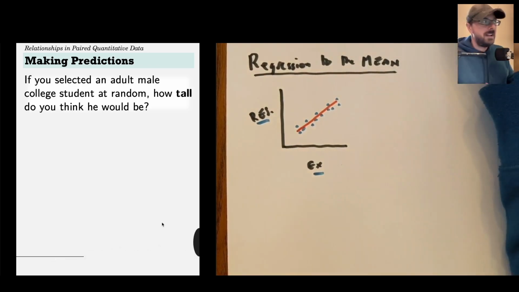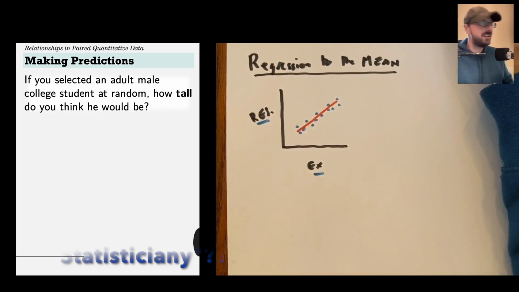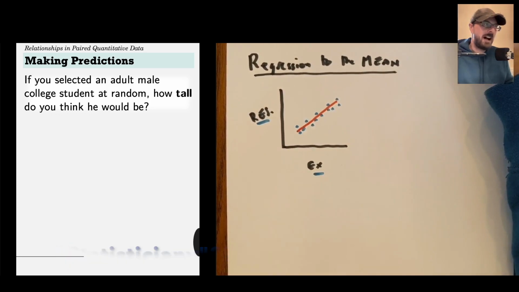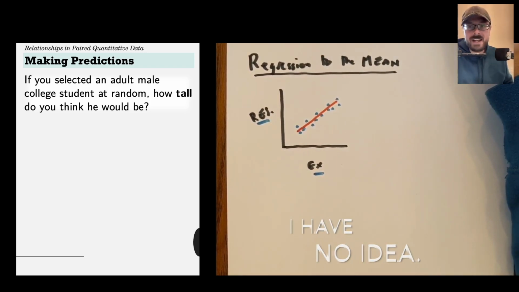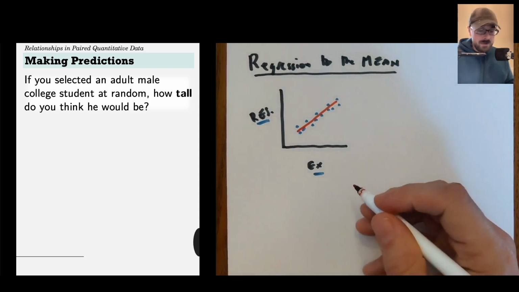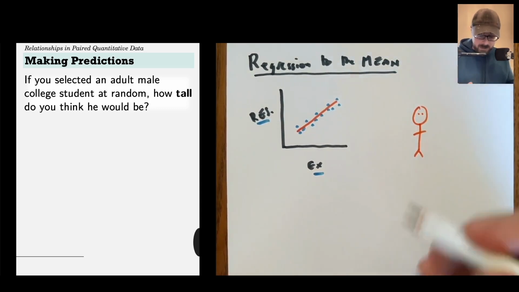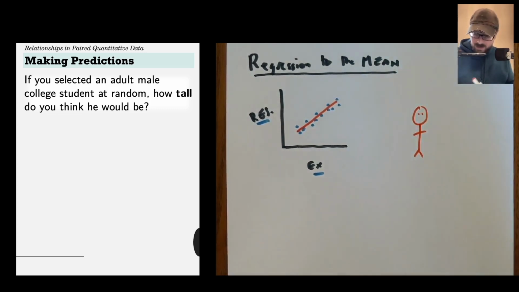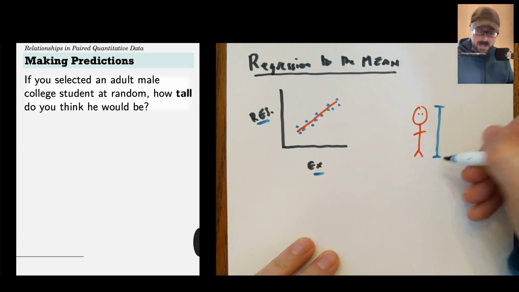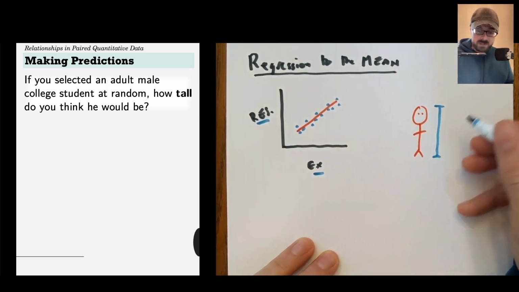Imagine you, a statistician, are doing a very statistician-y thing. You select an adult male college student at random, and you try to figure out how tall that person will be. So how tall do you think a randomly selected adult male college student will be? I have no way of knowing either, right? Well, if I don't know anything at all about a particular person and I'm going to guess how tall they are, I'm going to assume that they probably are fairly typical.